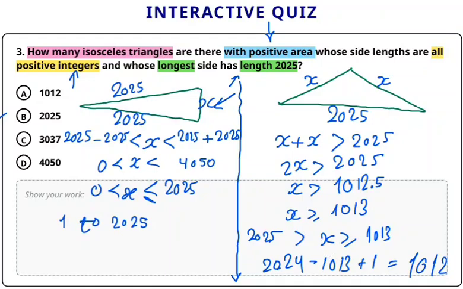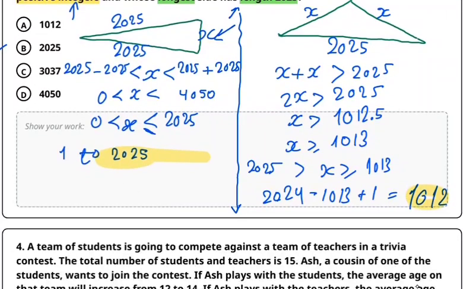Let's add the total number of x values. Here there are 2025 possible values for x, and here plus 1012. Add them together. What would you get? The answer is 3037. So the correct answer is 3037 possible isosceles triangles with these conditions.